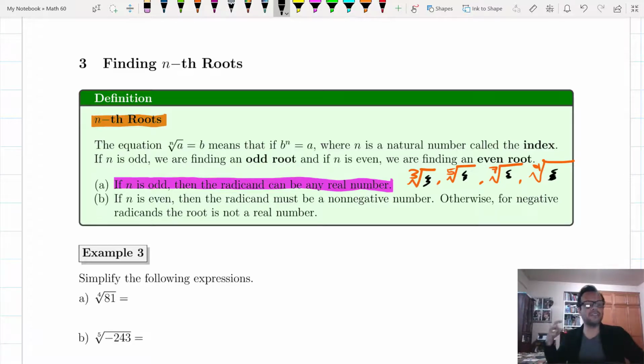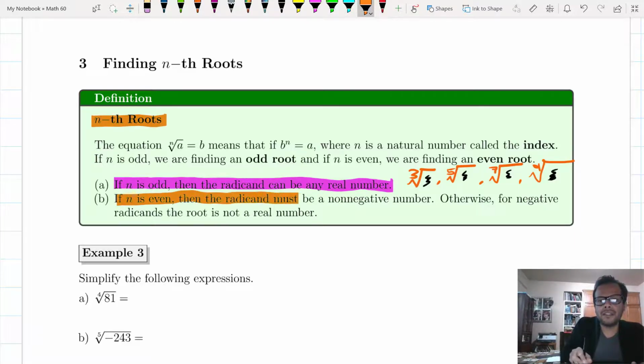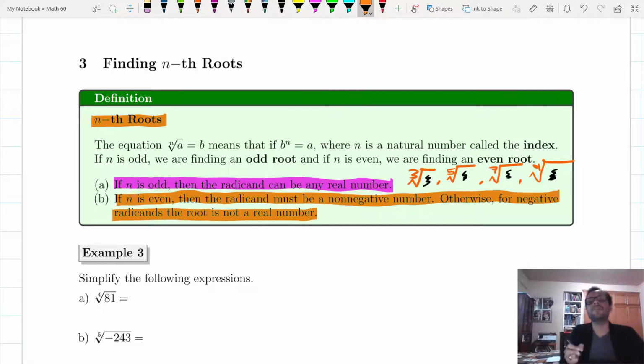So for odd roots, this is not restricted at all, as opposed to the fact that if n, the index, is even, then the number inside of the radical has to be a positive number. Otherwise, if we have a negative number and the index is even, in this case it's not a real number.